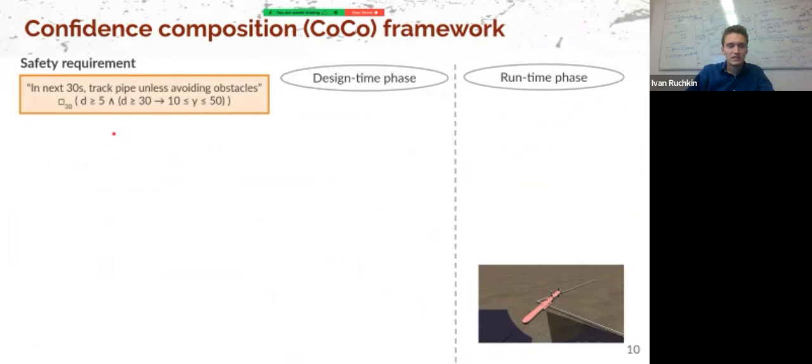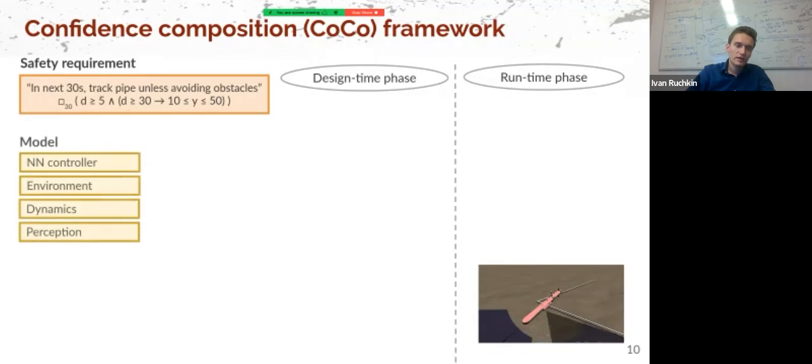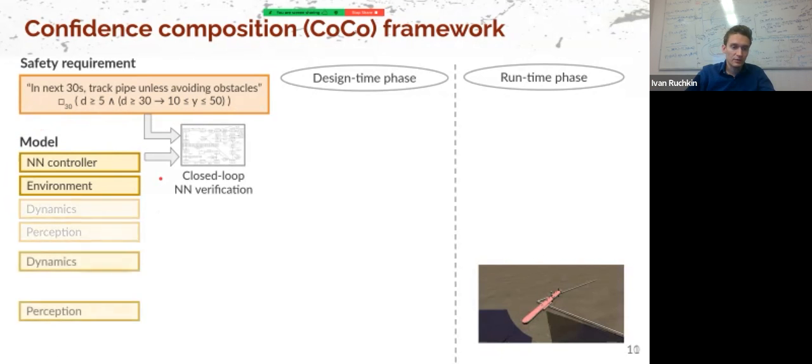For example, this one says that we keep a reasonably safe distance from obstacles. And when the obstacles are really far away, we are well positioned to scan the pipeline. So this prioritizes obstacle avoidance over pipeline scanning. And suppose we have a controller, a model, and so on, that we will try to verify using this closed loop neural network verification. This is difficult to do because the model is uncertain and open-ended, and we need to constrain it. This is where the assumptions come in.